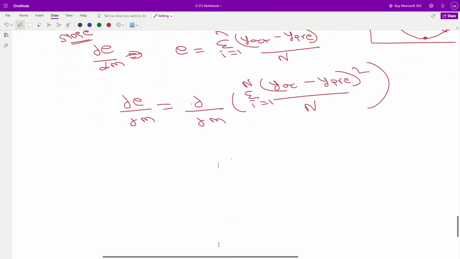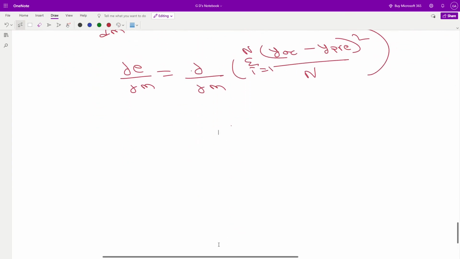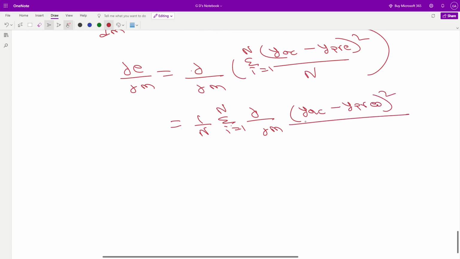Let's solve this with the help of your basic understanding of differentiation, whatever we learned in the last session. If I take this outside, I can write it as 1 by n, summation of i equal to 1 to n, d by dm of (y actual minus y pred) whole square. No divide by n here, because I have already taken it outside.